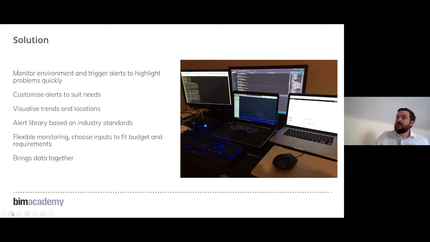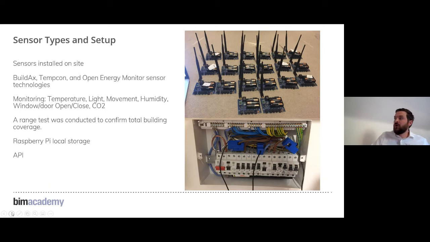So the solution we put together was about how we visualize the trends through a 3D model, how we pull the data together in graphical and visual information, and how we produce that alert library, if you like. We installed a number of sensors on site: Buildax, Temcon, Open Energy Monitor. We monitored temperature, light, humidity, movement, windows and doors open or closed, and CO2 information. We tested a number of different sensors and fed them into a Raspberry Pi, which was fed up to a database and linked via API.